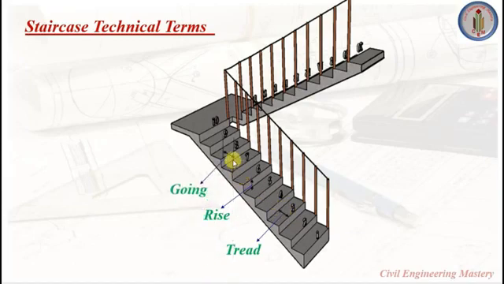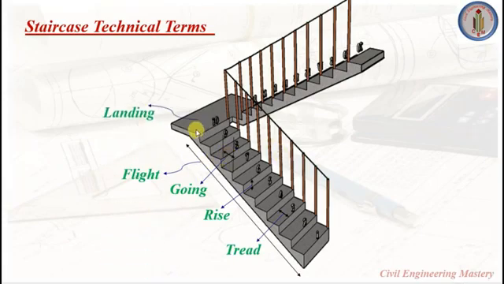The next one is going. It is the horizontal distance between two successive riser faces. You can see this is the face of the riser and this is one face of the riser. So going is the distance between two successive riser faces. The next one is the flight. It is the series of steps provided between two landings. So here this is one flight and this is the landing and here is another flight. As we know that going is the horizontal distance between two successive risers, we can also say that going of stair is the horizontal projection of a flight.